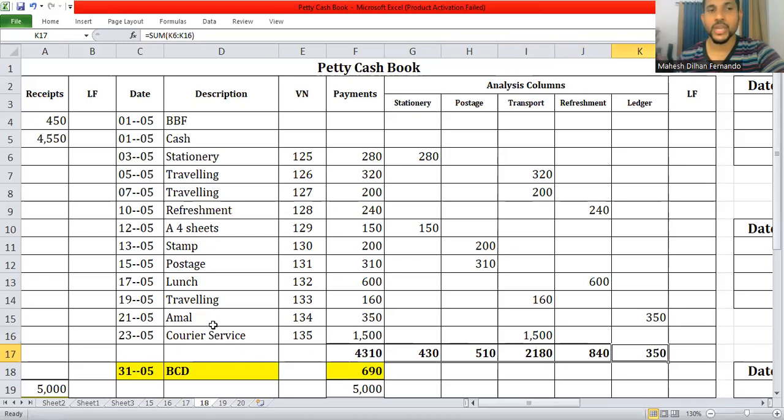What we have to use? We have to use Amal's personal account 350. Is that clear to you?